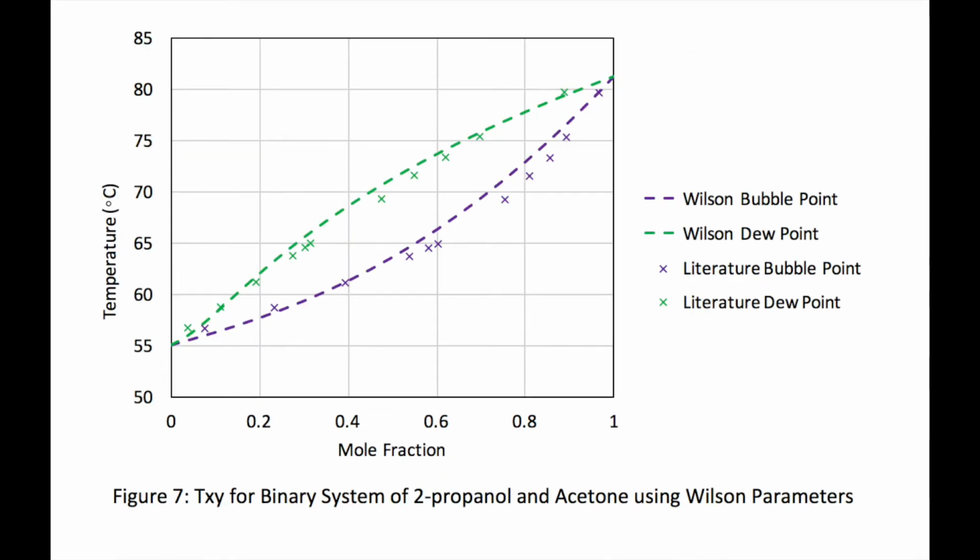Figure 7 is the TXY diagram that results from the bubble point temperature calculations of 2-propanol and acetone, this time using the Wilson parameters. This graph looks extremely similar to the one using Van Laar parameters because both fit the literature data rather well. However, calculations of the percent deviation between the literature and model data reveal that the Wilson model fits the data slightly better and was therefore used in Aspen calculations.